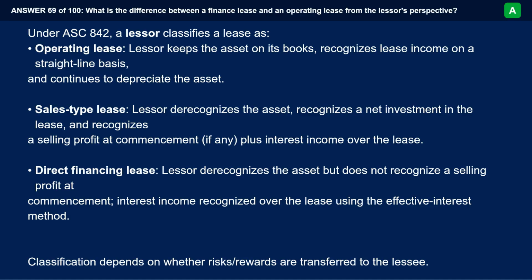Sales-type lease: the lessor derecognizes the asset, recognizes a net investment in the lease, and recognizes a selling profit at commencement, if any, plus interest income over the lease. Direct financing lease: the lessor derecognizes the asset but does not recognize a selling profit at commencement, with interest income recognized over the lease using the effective interest method. Classification depends on whether risks and rewards are transferred to the lessee.